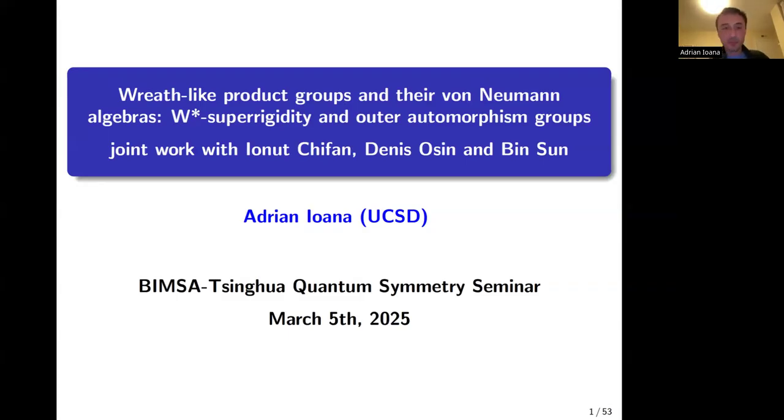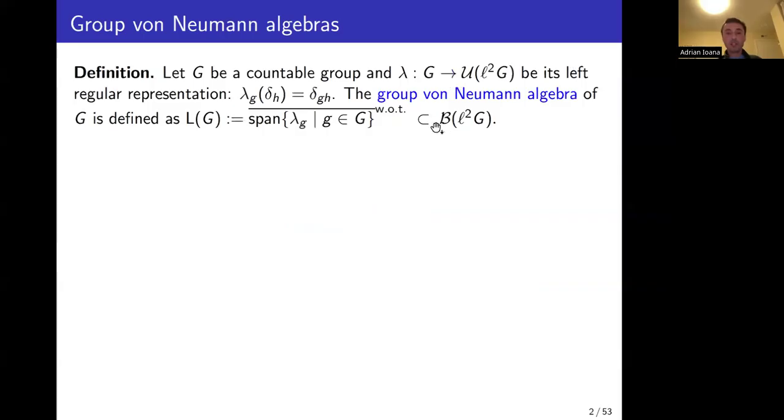So let me get started with a little bit of motivation for studying group von Neumann algebras, and start by recalling the basic definition. If you're given a countable group G, we denote by lambda the left regular representation of G. This is a homomorphism from G to the unitary group of the Hilbert space L2 of G, where lambda of g is a unitary which takes the Dirac mass at h to the Dirac mass at gh. So this is the left regular representation.